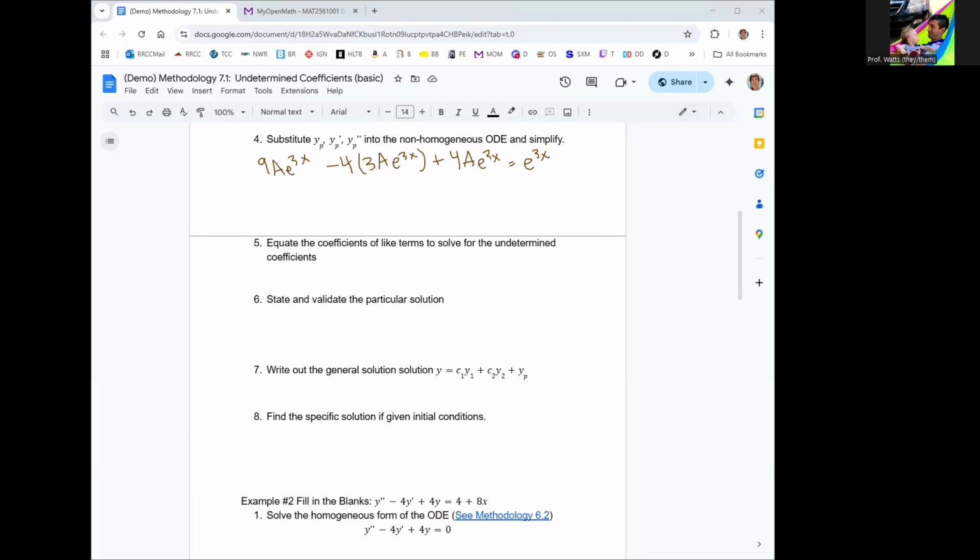For simplifying this, we don't have a whole lot to do, but we can divide everything by e to the 3x. Remember, e to the 3x is non-zero, so it's okay to do this. Then we get the simplified version, 9A minus 12A plus 4A equals 1.